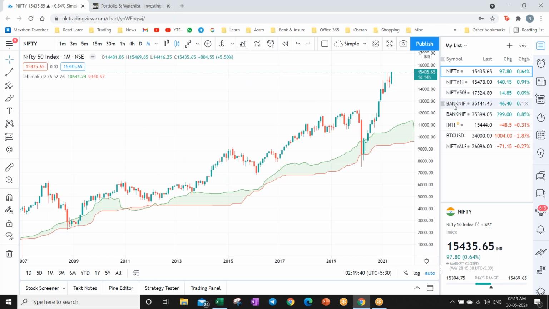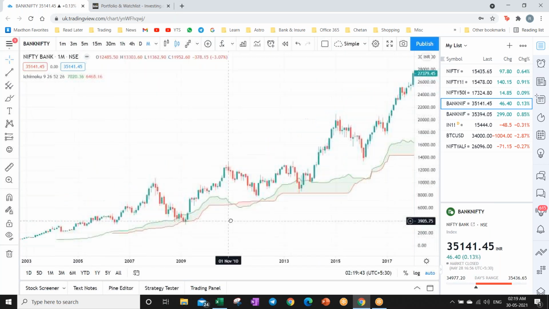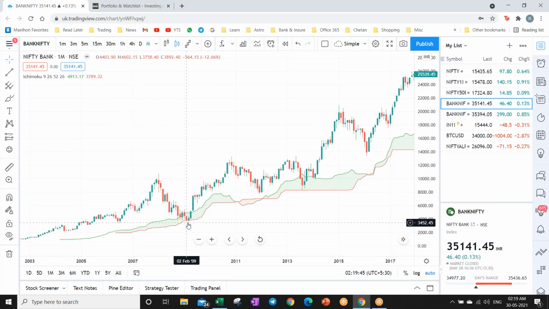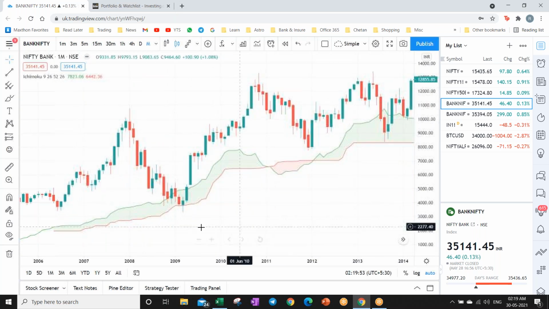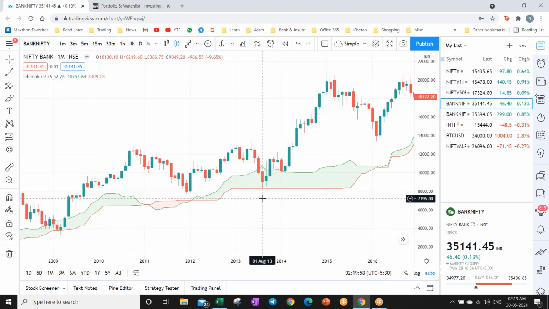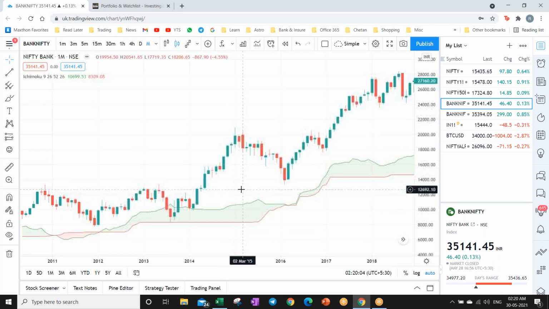The same thing will apply for Bank Nifty also. If you see Bank Nifty in 2008, around the bottom of this cloud, we got stopped out, and we did not close below the cloud. Now come to 2013: the correction came here, and exactly at the cloud we stopped. We did not go below the cloud, or close below it. Closing is important.